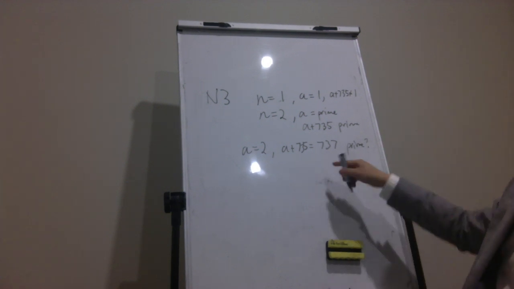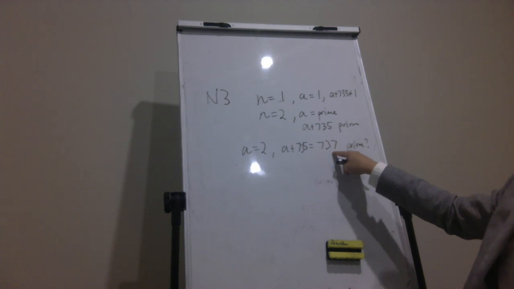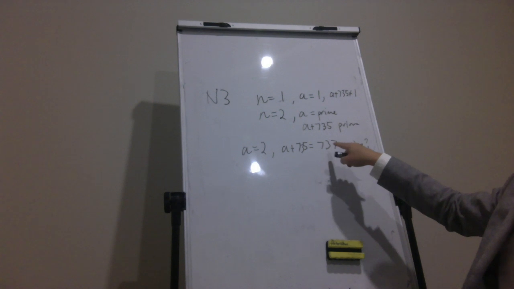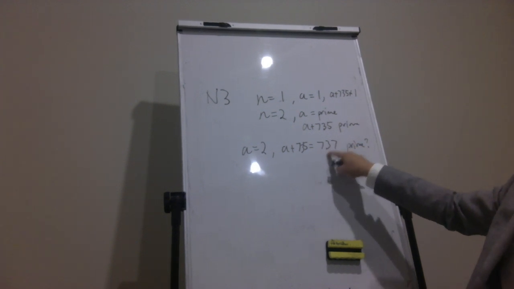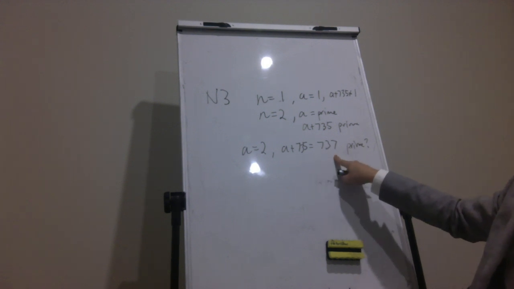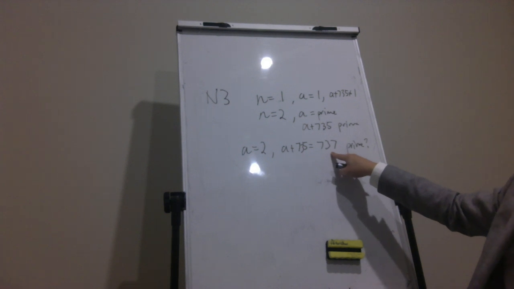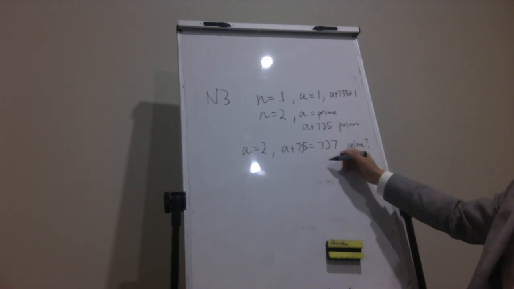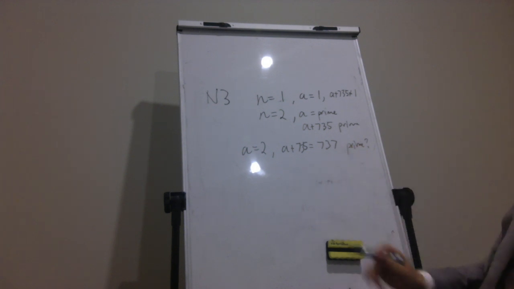Well, it's obviously not divisible by 2 or 3, because the digits add up to 17. It's not divisible by 5, since it doesn't end in 5 or 0. And for 7, 737 minus 700 is 37, and 37 is not divisible by 7. So it's not divisible by any number up to 10, okay? But can you see it's actually divisible by 11?